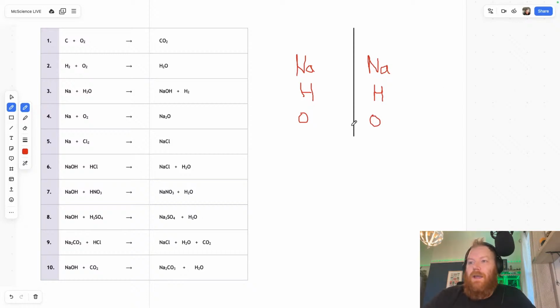So as you can see here on the left-hand side, I've got one sodium, I've got two hydrogens, and I've got one oxygen as well.